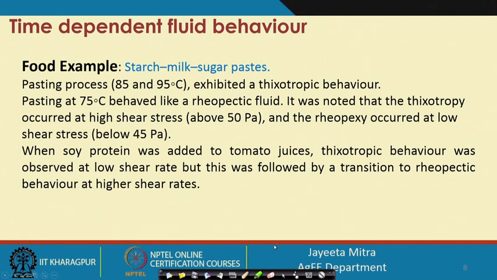For example, when soy protein was added to tomato juice, thixotropic behavior was observed at low shear rate, but this was followed by a transition to rheopectic behavior at high shear rate. Okay. So, thixotropic means viscosity was reducing with time at a constant shear, and just the reverse trend we are getting when we increase the shear rate.